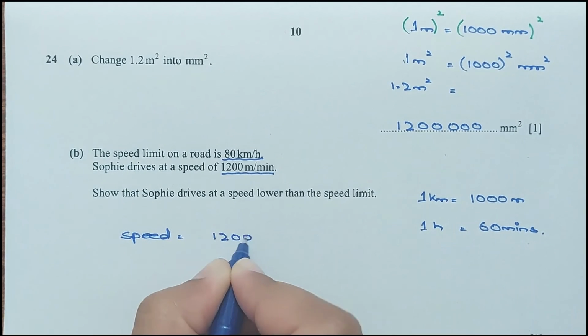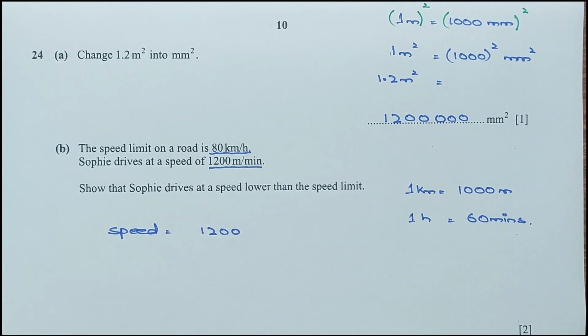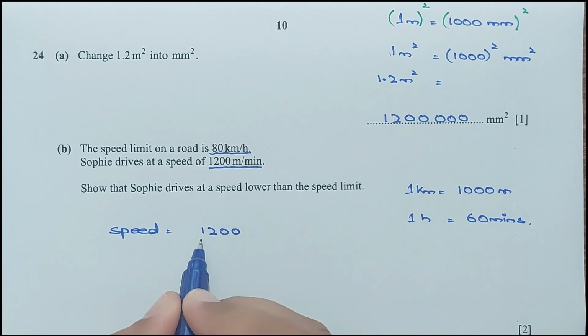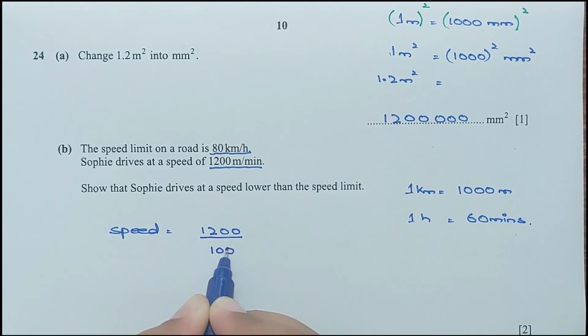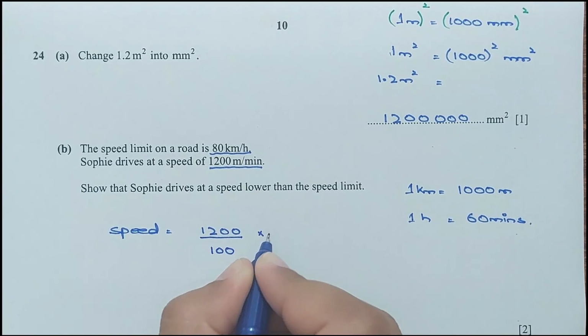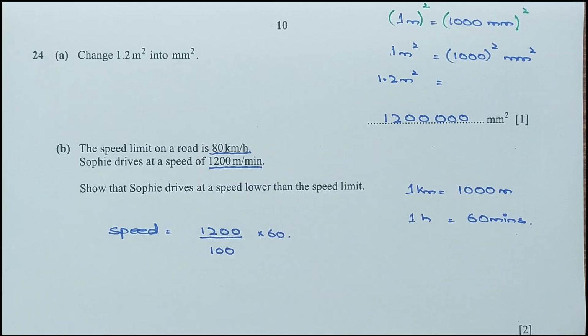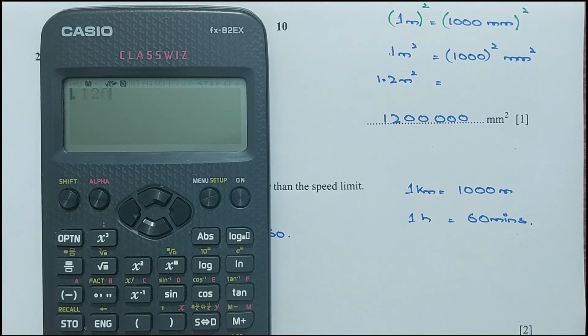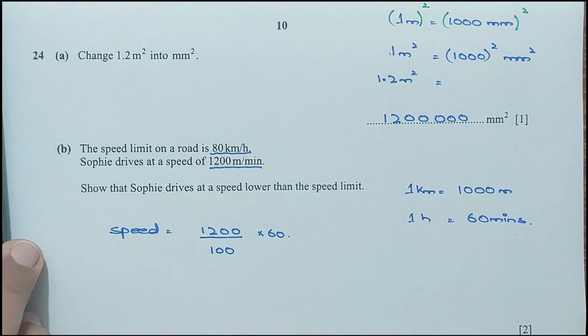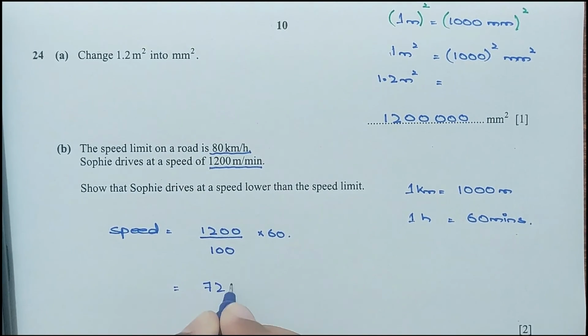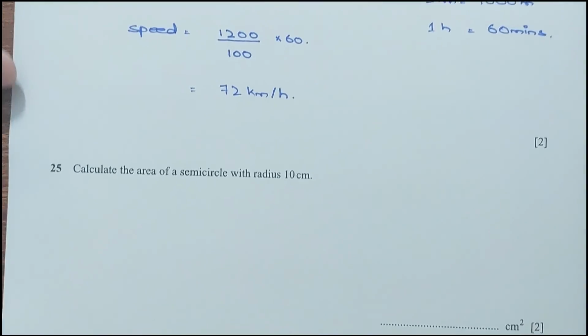So 1200. Now convert the speed from meters into kilometers, so dividing by 1000, and per minute into per hour, so times by 60. We can check the speed limit. 1200 times 60 and divided by 1000, that is 72. So the speed is 72 kilometers per hour. So it is proved that Sophie drives at a speed lower than the speed limit, that is 80. So 72 is lower than 80.